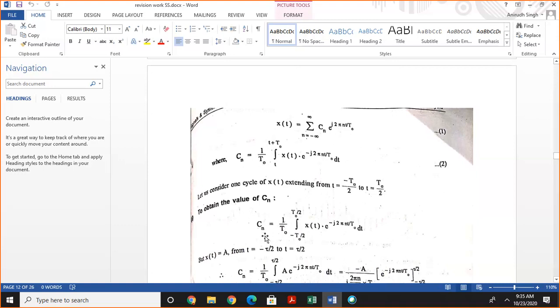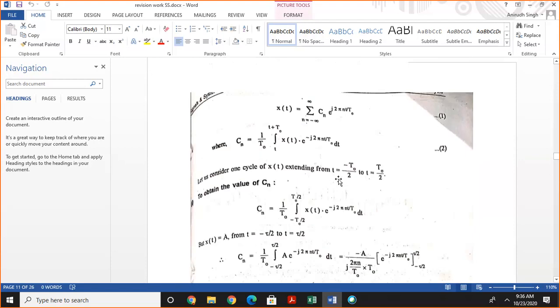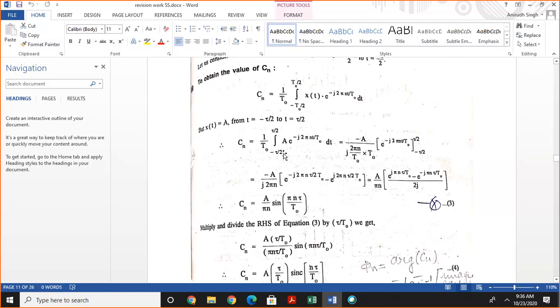Then obtain the exponential Fourier series for the rectangular pulse train shown in this figure and state the spectrum. This is the rectangular pulse. You have to calculate the exponential Fourier series. The formula is given by this, and you can write Cn as given by this formula. Then first obtain the value of Cn, the Fourier coefficient.